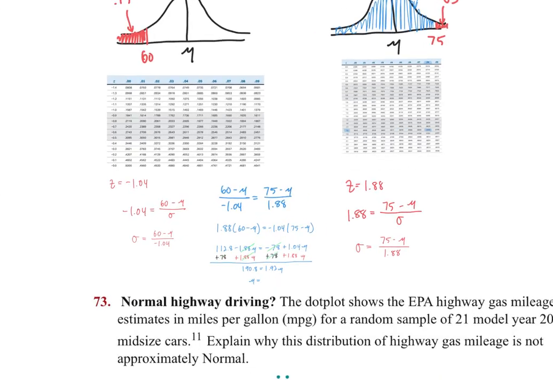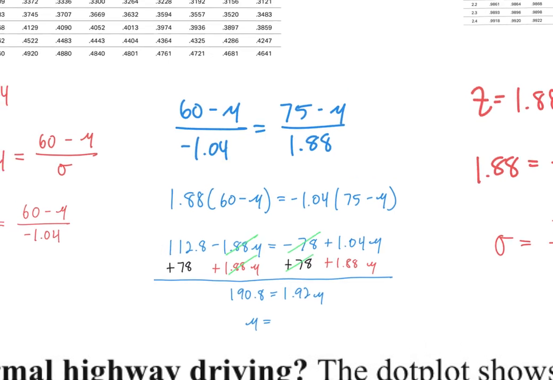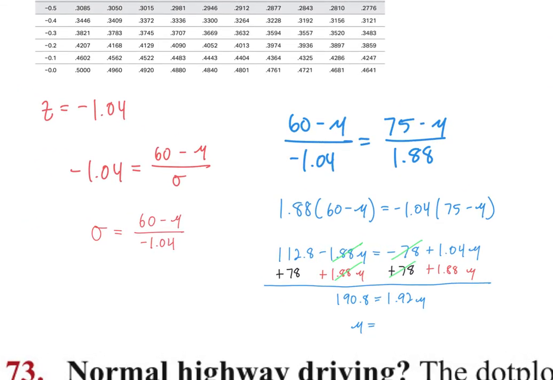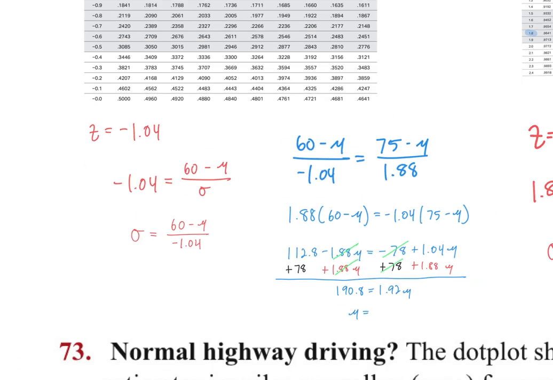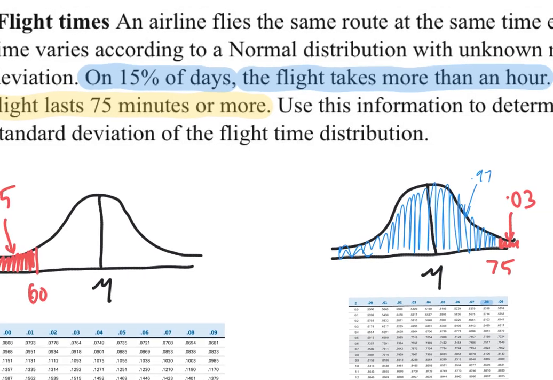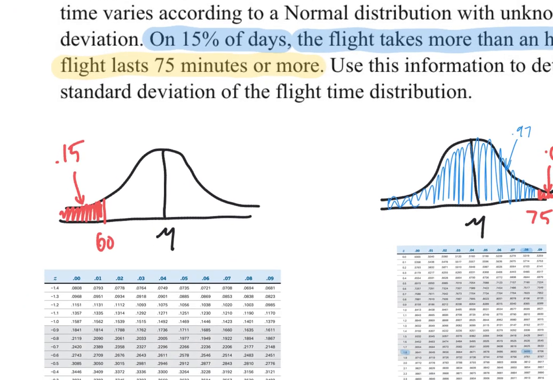Okay, sorry, I just noticed I made a mistake. That number shouldn't have been that high. So I realized, here, let me fix this. I can fix it quickly. I don't know if people noticed while I was doing it. It was more than 15%. On 15% days, the flight takes more than an hour. I don't know why I was doing less than.